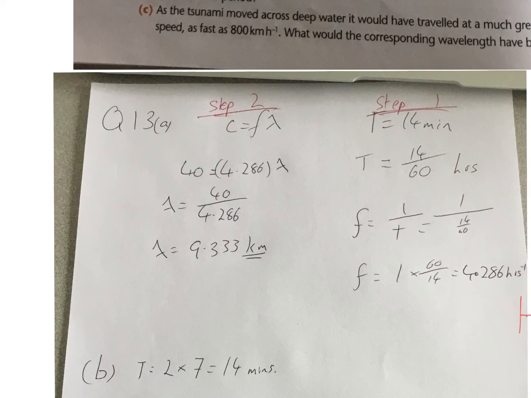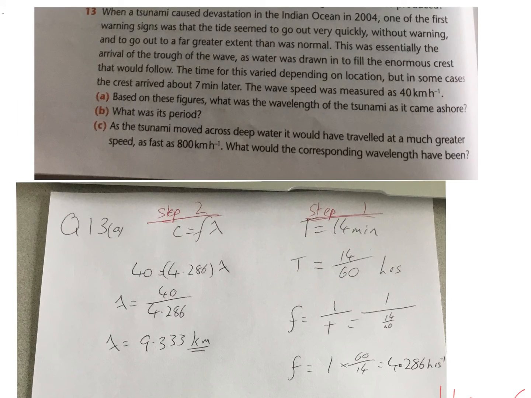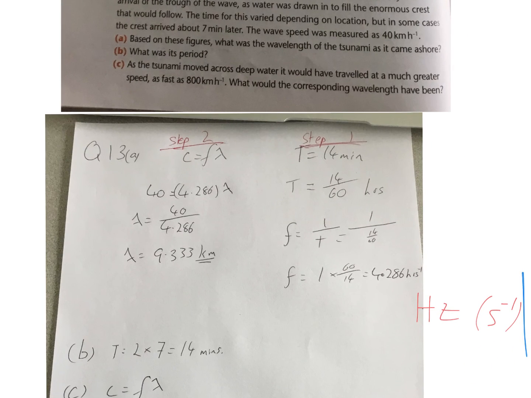So now we can fill it into the wave speed formula, which shows the relationship between frequency and wavelength. So we fill in our frequency, 4.286 times per hour. Our wave speed is 40 kilometers per hour, as we're given it in the question. And then when we work this out, we get a wavelength of 9.333. So bearing in mind that I put in kilometers and hours into the formula, I'm going to get kilometers out then for something that's a measure of distance.